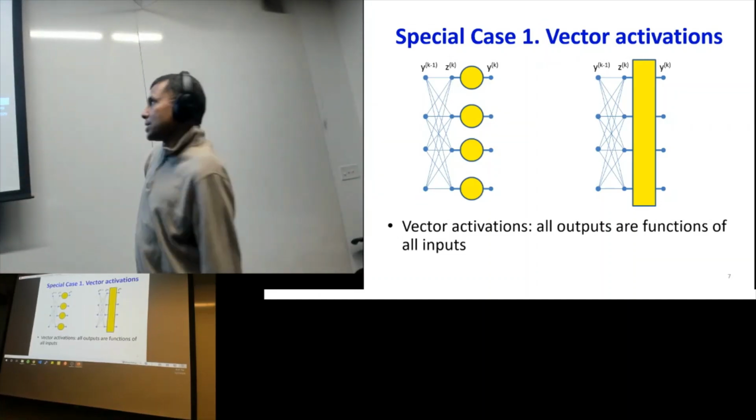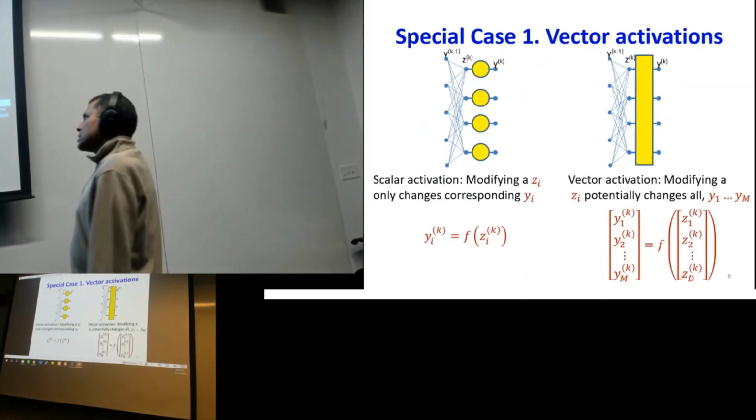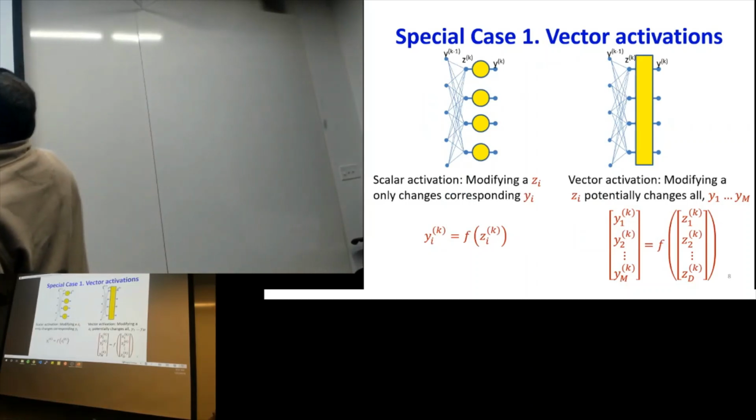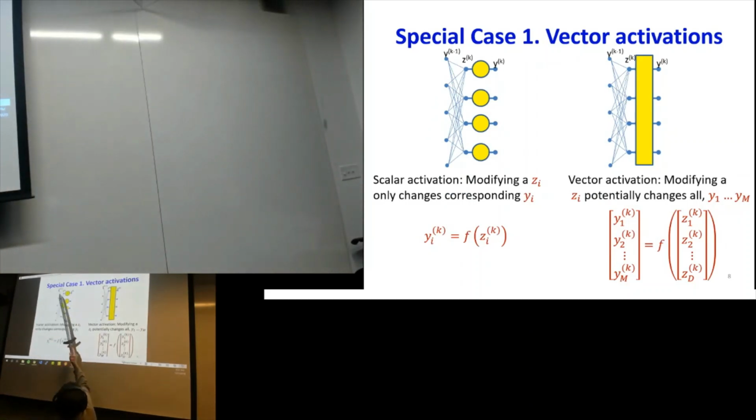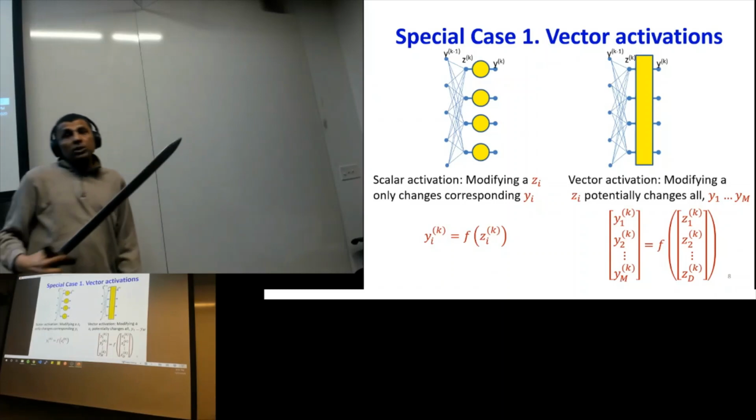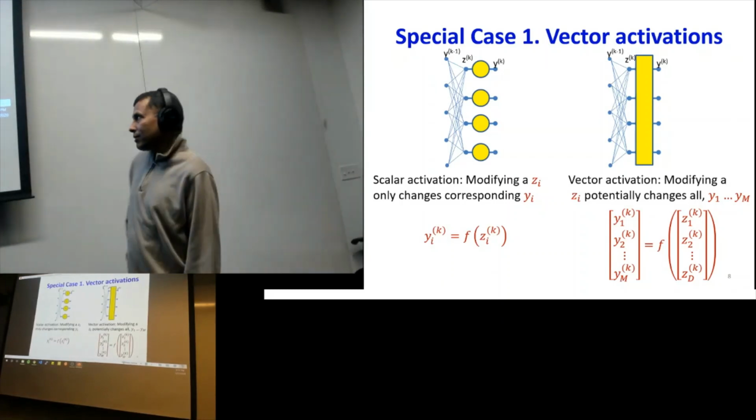I'll call the first case a scalar activation. So in the case of a scalar activation, modifying a single zi only changes the corresponding yi. So I can write yi equals some f of zi. In the case of vector activations, there's a function here which operates on the entire set of affine z's to produce the entire set of y's. So the activation operates on a vector of z's to produce a vector of y's.